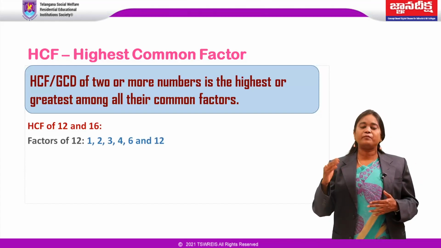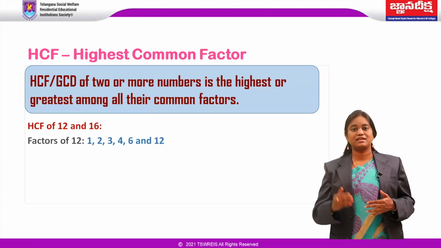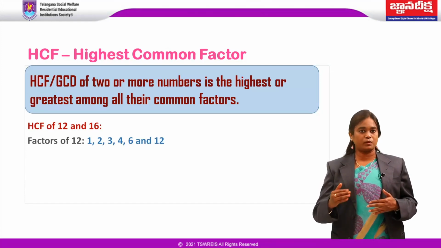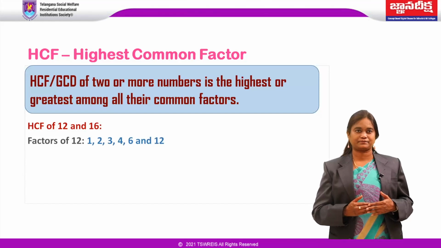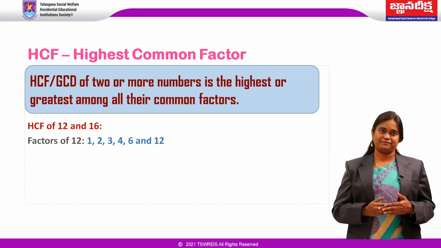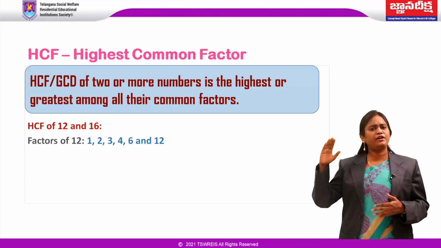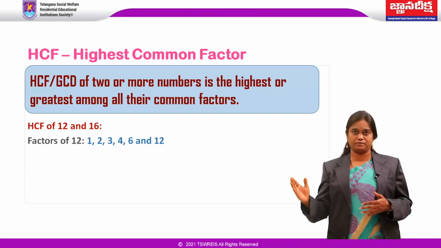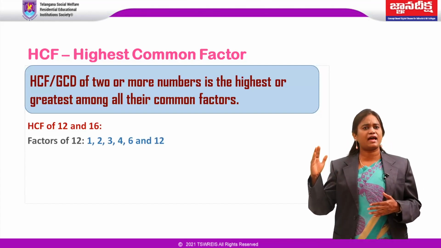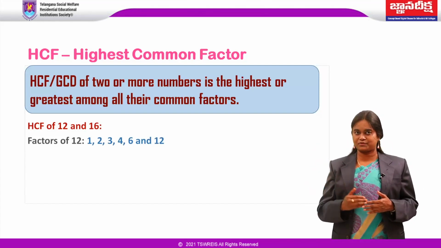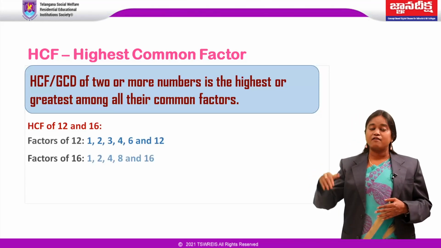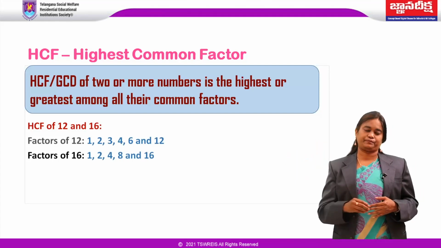Let's see how many groups or arrangements we can make by finding the HCF of 12 and 16. We will follow a 3-step process here. Step 1. Find all the factors of the given numbers. 1, 2, 3, 4, 6 and 12 are factors of 12. 1, 2, 4, 8 and 16 are factors of 16.